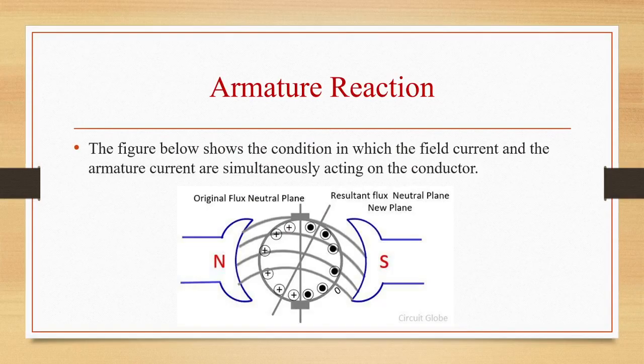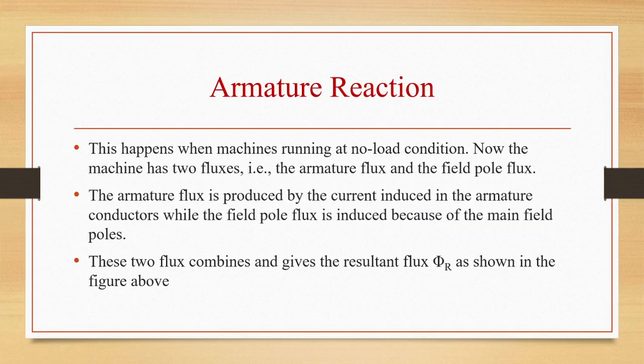The figure below shows the condition in which field current and armature current are simultaneously acting on the conductor. On the left side you can see the original flux neutral plane, and on the right side is the resultant flux neutral plane. This will happen when the machine is running at no load condition.